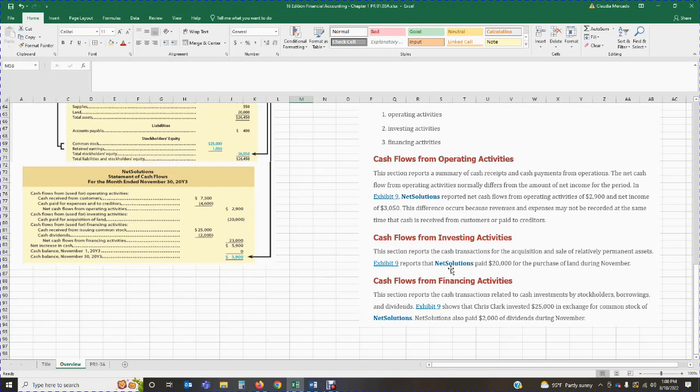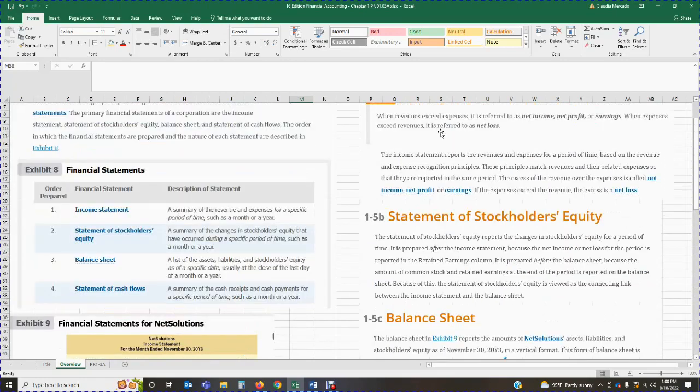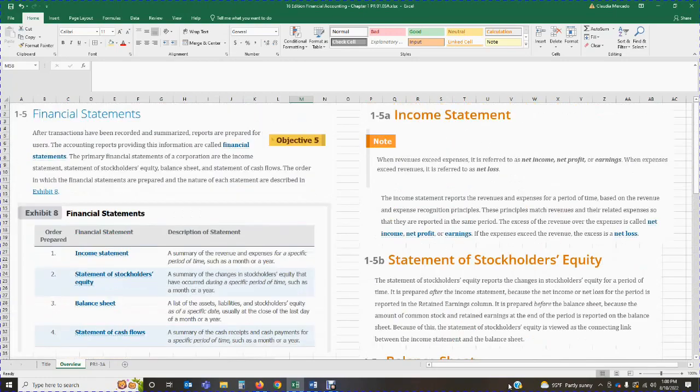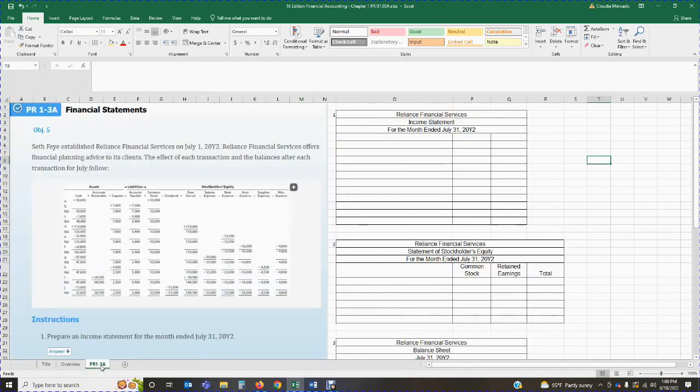As we prepare these financial statements, it's very important that you understand what flows into each of them, and all of the information is in your book. So what we need to do now is read. Make sure that you've read all of the sections related to the financial statements before you begin working on your financial statements. Now let's jump over to the actual problem that we're going to be completing. Like I stated, you will have something similar to that on your test. So it's very important that we understand how to do this.